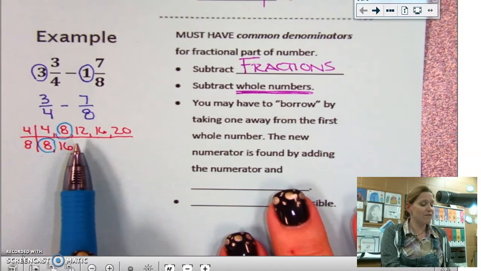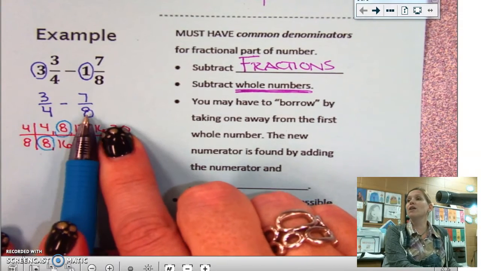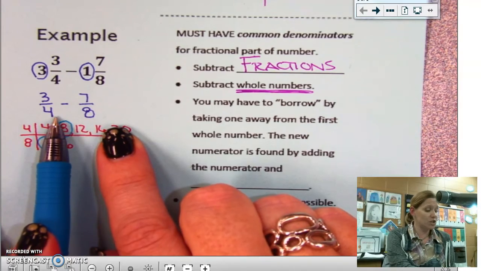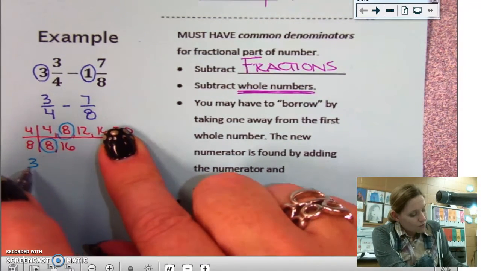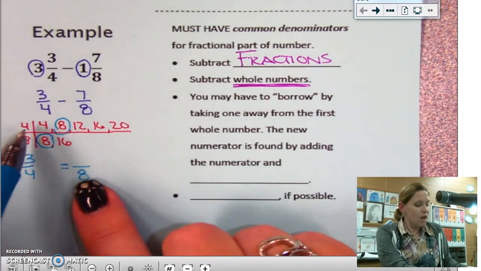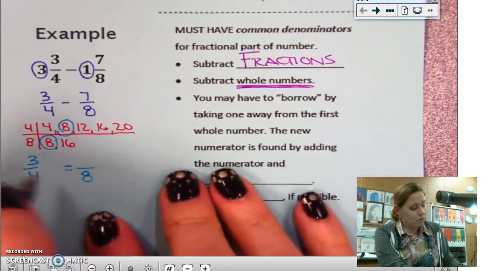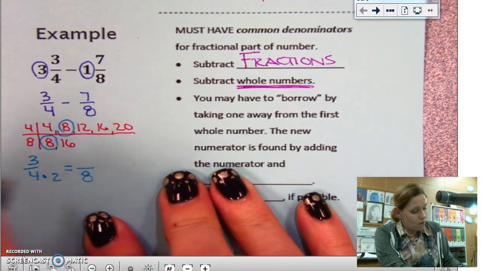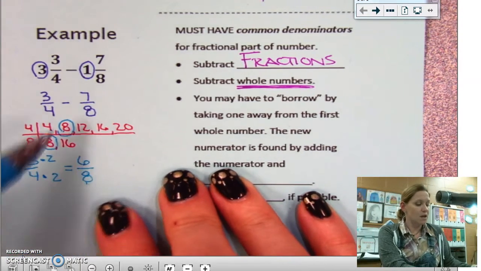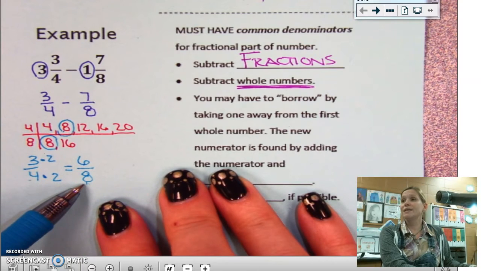All right, so we have the 8. So I look at my two fractions and I notice this one already has a denominator of 8. So I really only need to change this fraction right here. So 3/4 equals what over 8? Well, I multiply by 2. 4 times 2 is 8. So 3 times 2 is 6. So 3/4 is the same thing as 6/8.